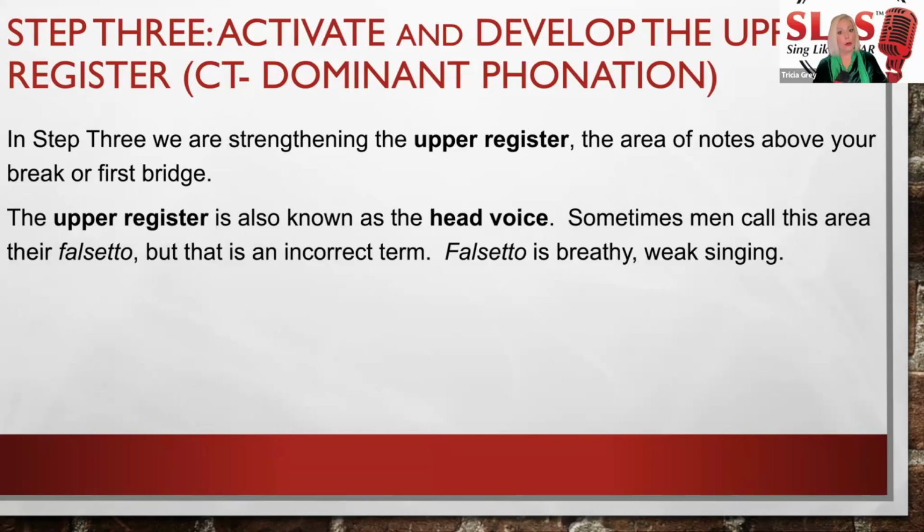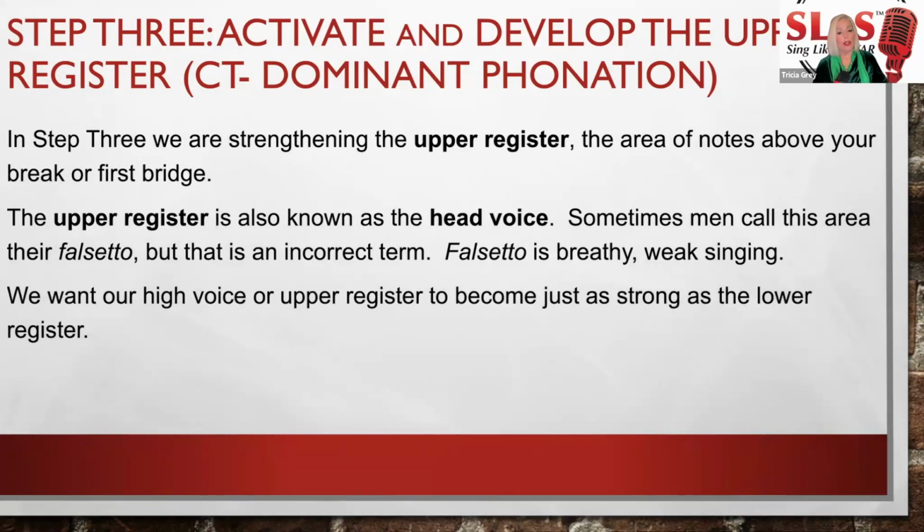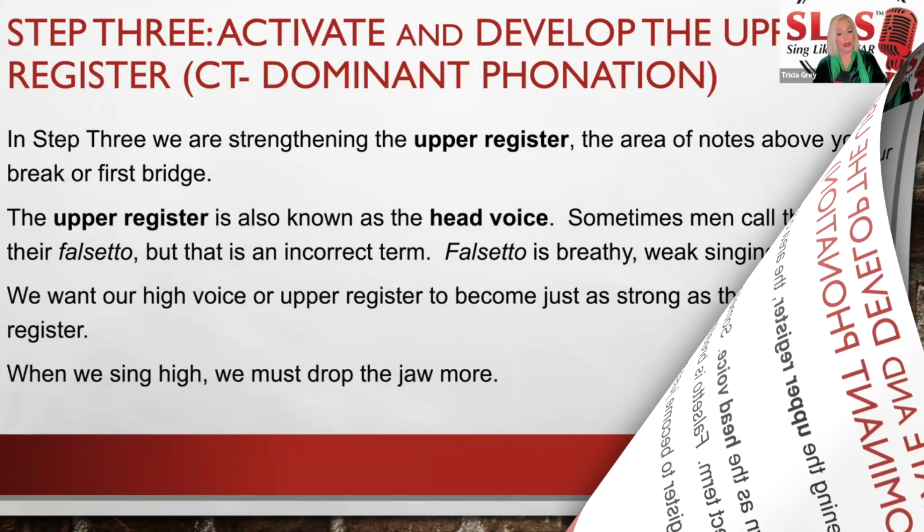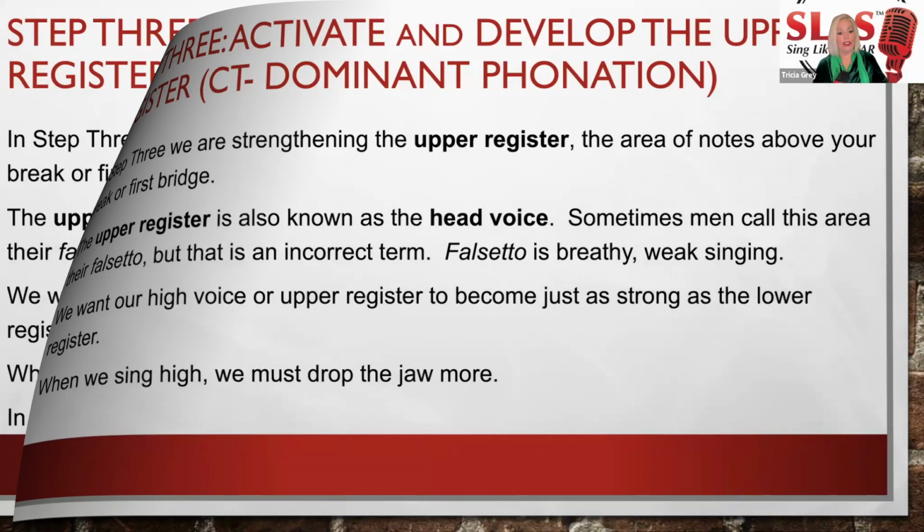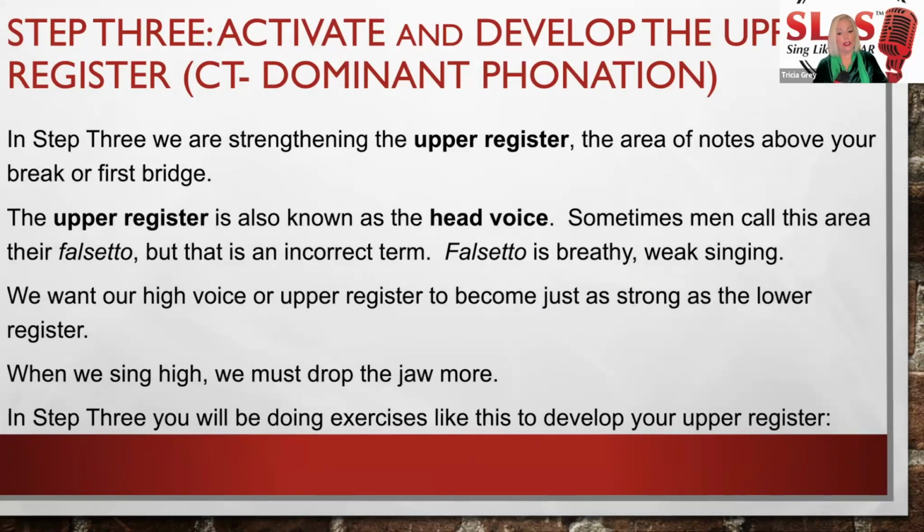Falsetto is breathy or weak singing. We want our high voice or upper register to become just as strong as the lower register. When we sing high, we must drop the jaw more. In step 3, you will be doing exercises like this to develop your upper register.